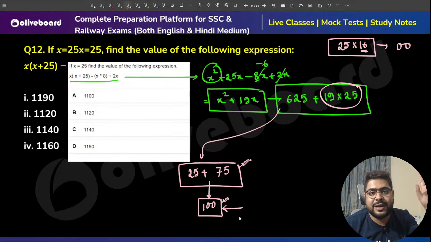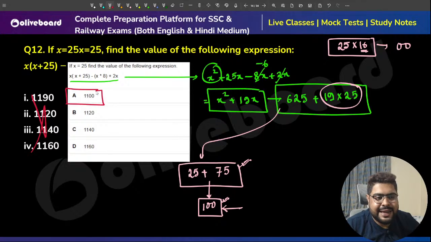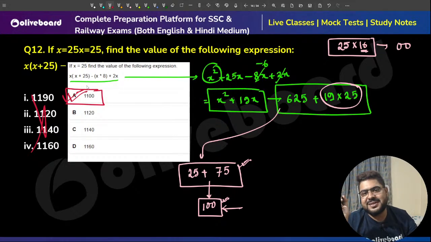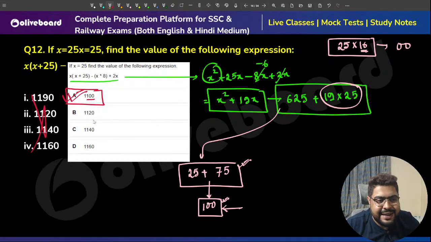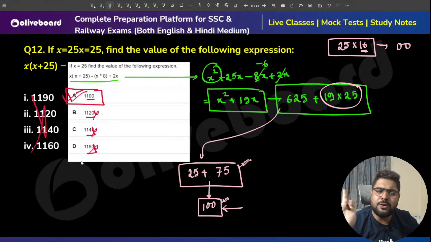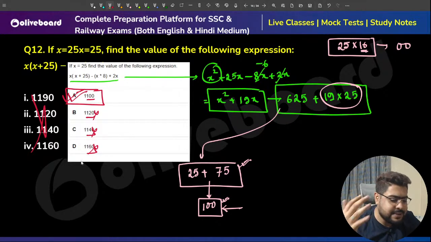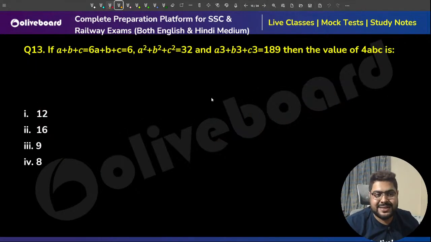I'm not calculating. I'm trying to avoid calculations. Check the options. These options are also wrong. 1100 is the only correct option, because that is ending in 100. This one no, this one no, this one no. Everybody, this is a beautiful way of understanding questions. Now, this will only come when you start loving numbers.